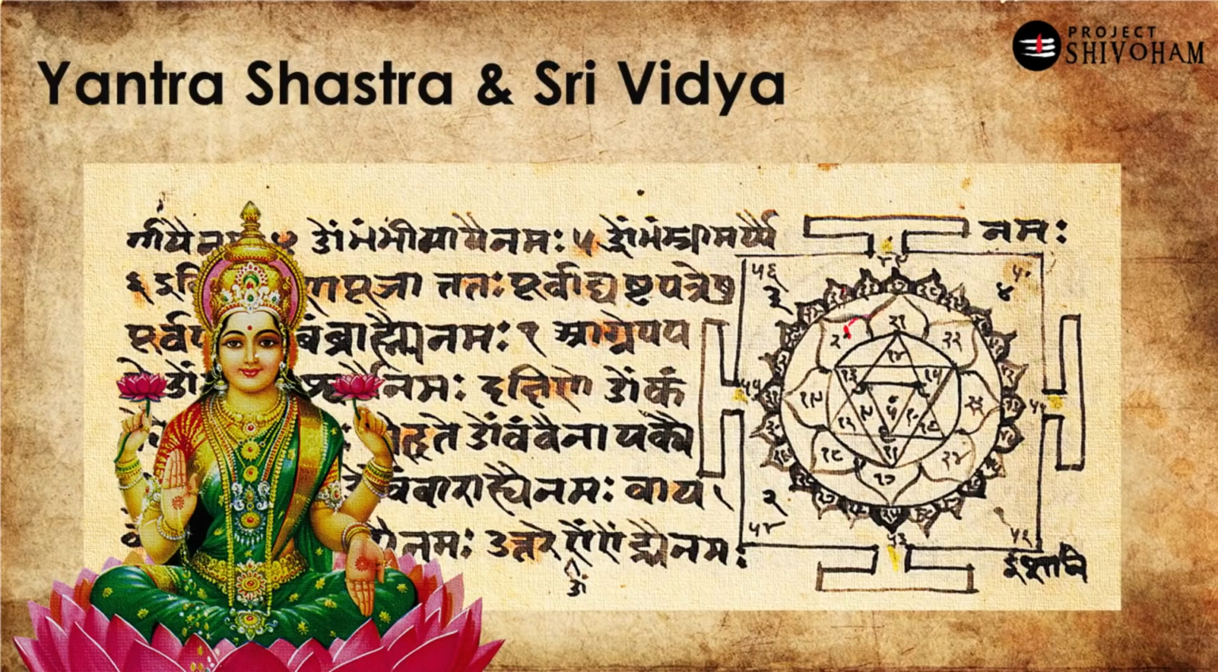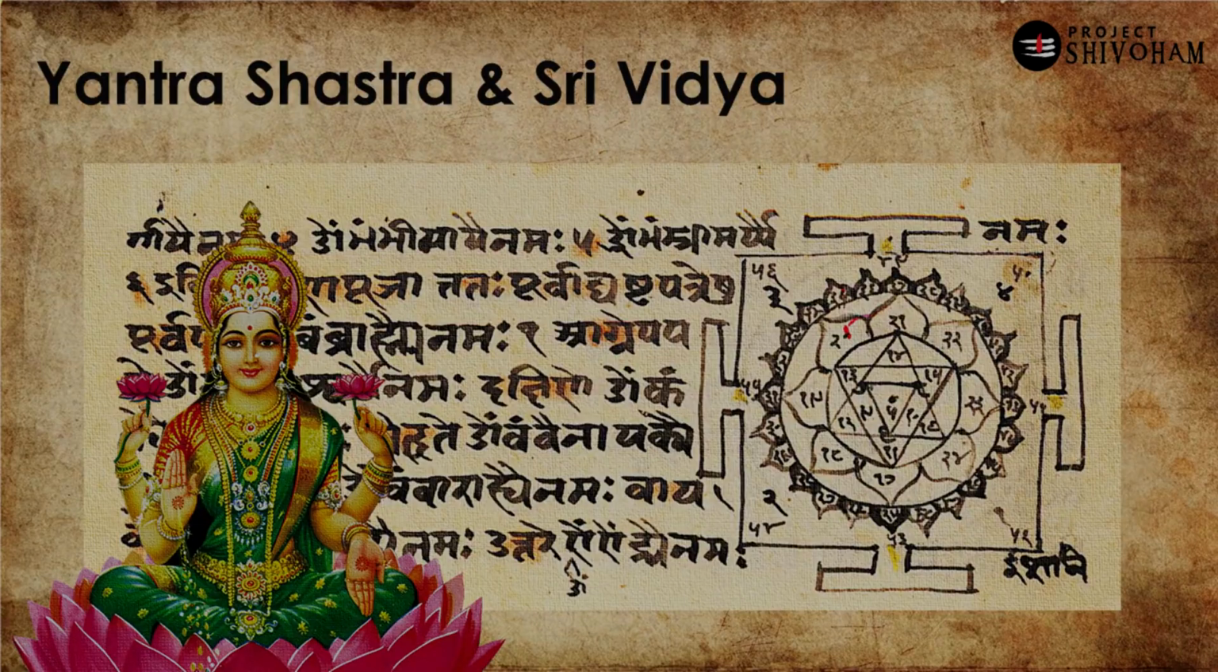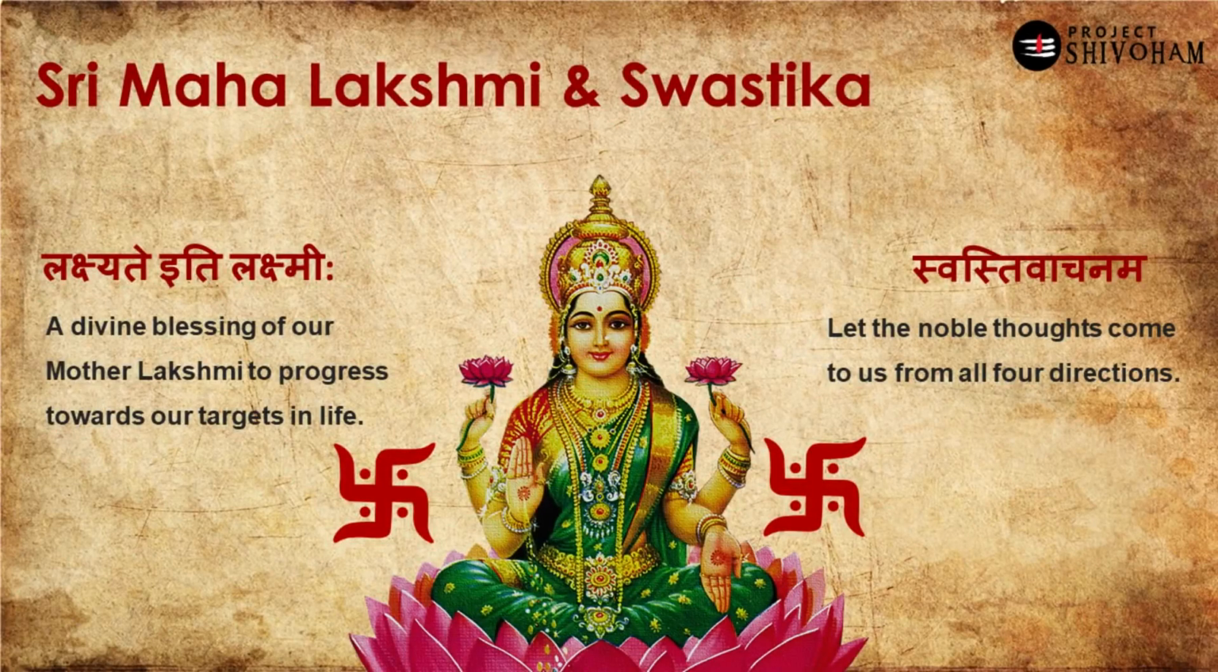Like this, one should be able to get to the bottom of Sri Vidya to understand where exactly the swastika symbol is coming from. When I say coming from, I'm referring to the geometrical articulation of swastika. So with the best available sources we have, there are two very important things. Lakshyate iti Lakshmihi, representing a target, that is one part of it. And the second one is Swasti Vachanam, which says let the noble thoughts come to us from all four directions. With these two references, and the third one being the ancient tradition of drawing swastika in temples and places of worship, everything points to the fact that swastika is very much reminiscent of Sri Mahalakshmi.